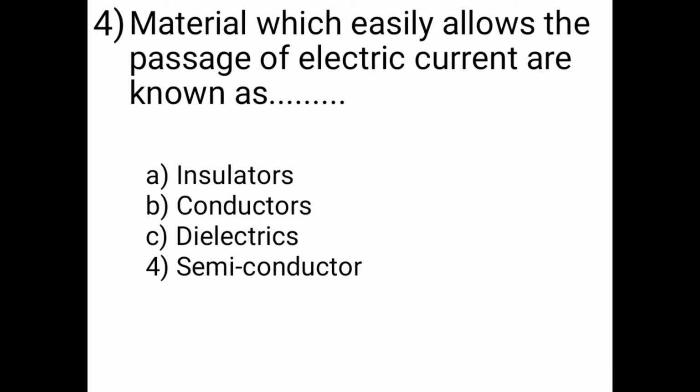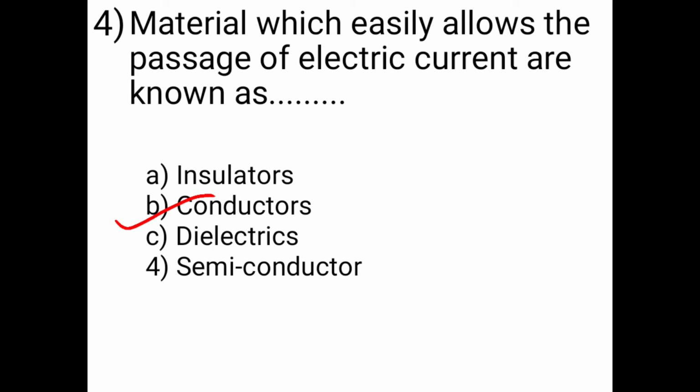Then next is, material which easily allows the passage of electric current are known as. Options are insulators, conductors, dielectrics and semiconductors. So the correct answer is conductors. Option B is the correct answer. Means material which easily allows the passage of electric current are known as conductors.